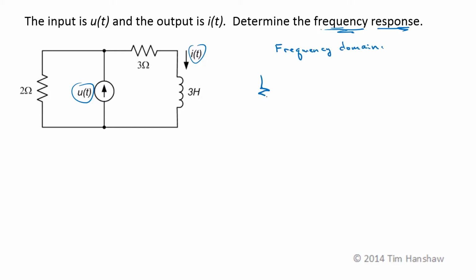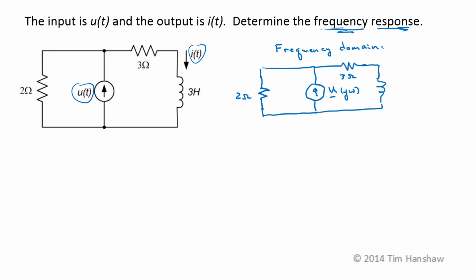So our impedance of the 2 ohm resistor is still 2 ohms. The source becomes a phasor which can be a function of frequency, a 3 ohm resistor, and an inductor which has an impedance of j times omega times 3 henries, in ohms. And our current i becomes a phasor function of omega.